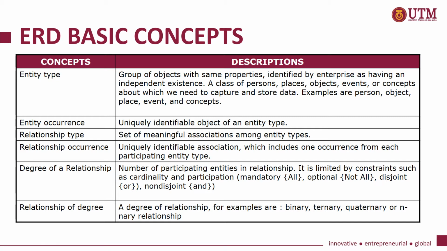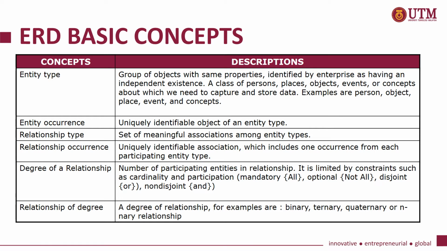The second concept is entity occurrence or instances. Entity occurrence is a uniquely identifiable object of an entity type. A third concept is relationship type. Relationship type is a set of meaningful associations among entity types. Each relationship type is given a name that describes its function. It expresses how entities are mutually related and always exists between two entities.